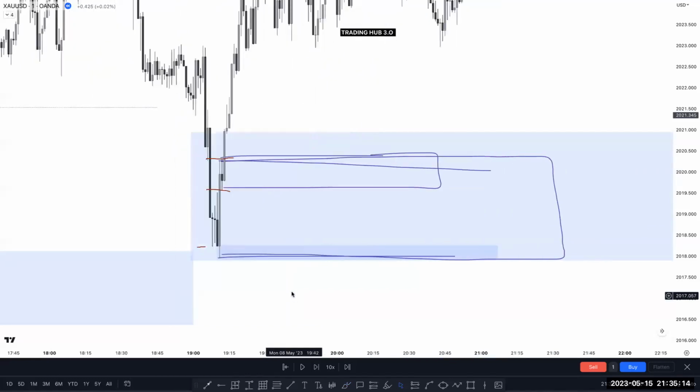But there is no FVG. Sir, there is a proper FVG. This candle high and low. This is a proper imbalance.